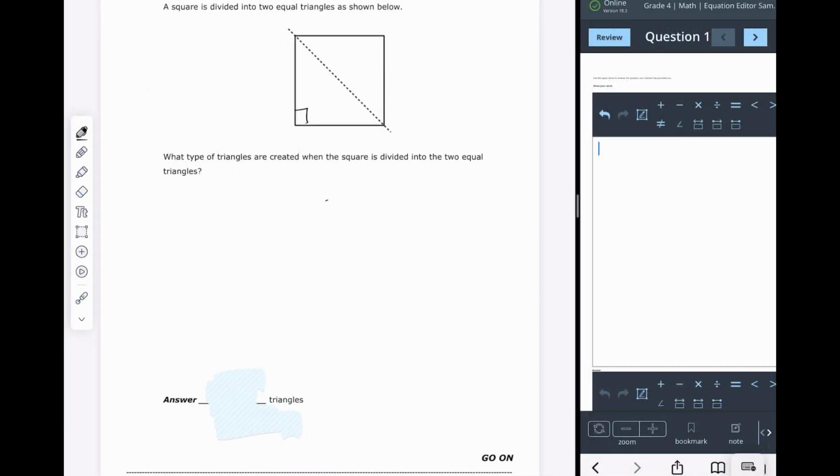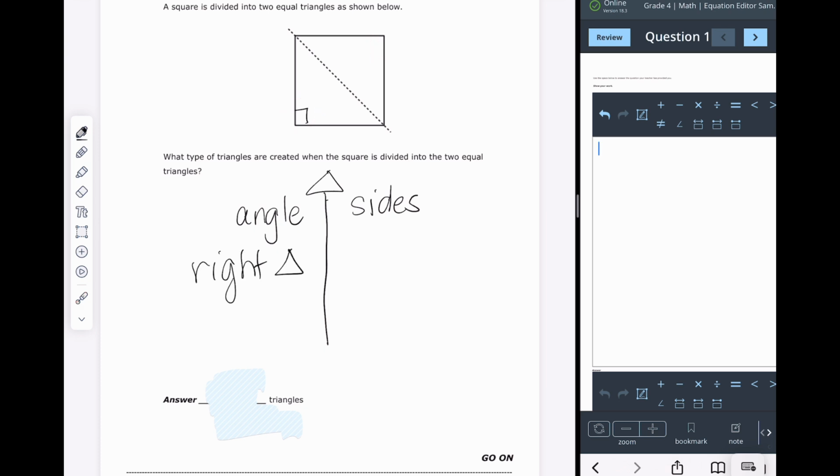A square is divided into 2 equal triangles as shown. What type of triangles can be created when it's divided into 2 equal triangles? So there are 2 ways that we can talk about triangles. We can name them by their angle, or we can name them by their sides. So in this case, when I'm looking at my triangle, I notice that it has right angles. So I can call this a right triangle. That's one way we can call it.